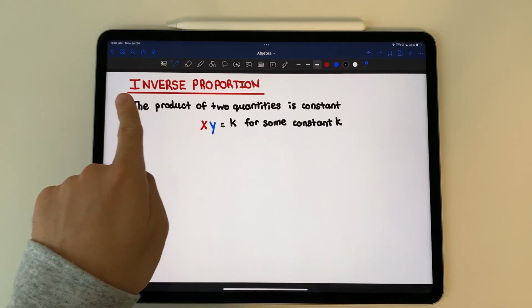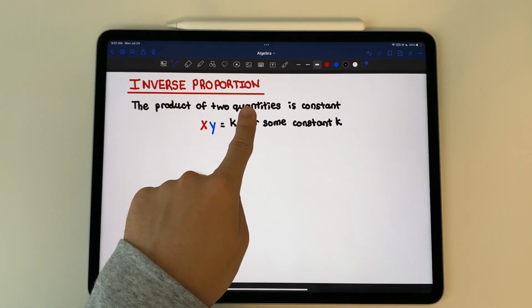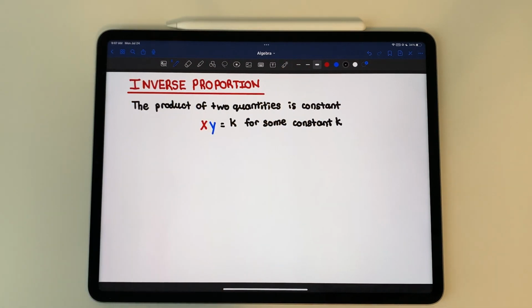So I want to talk about inverse proportion today. Now, inverse proportion, like direct proportion, is just a way to relate two quantities with each other. And in inverse proportion, the product of two quantities is constant. So if we have two numbers, x and y, then x times y is always equal to k for some constant k.